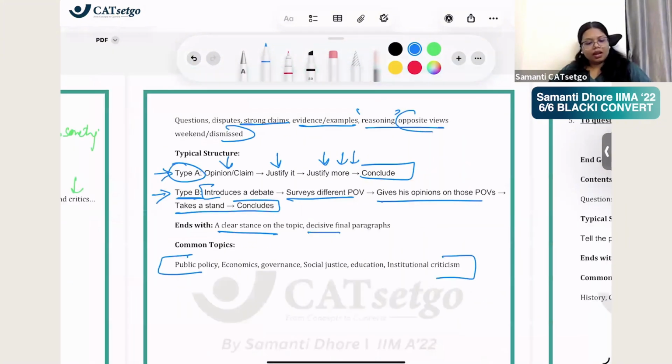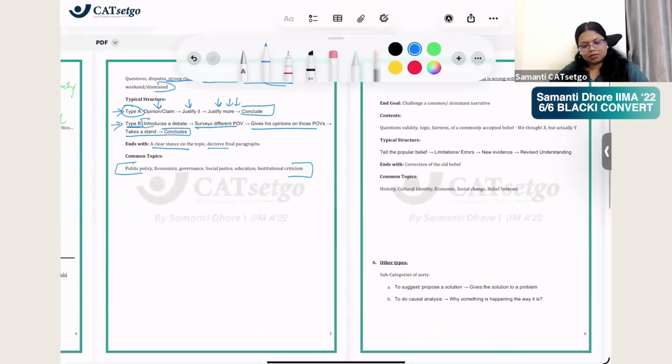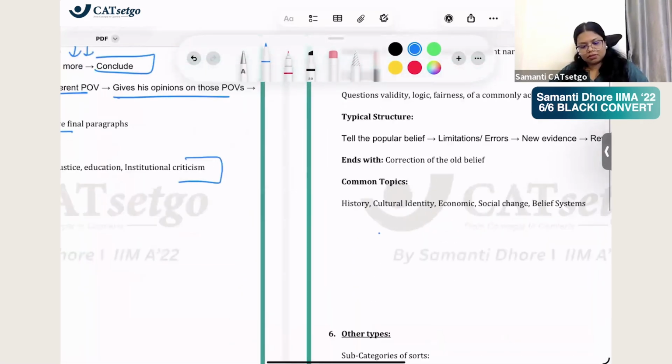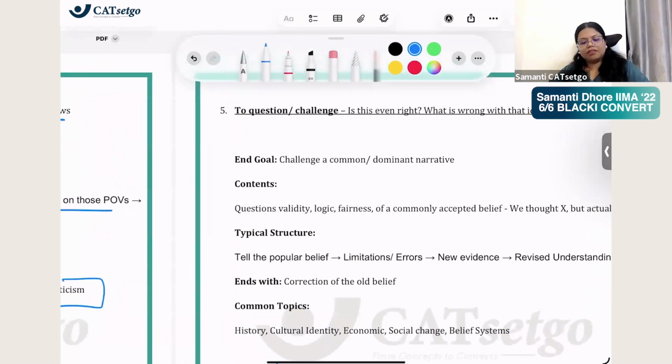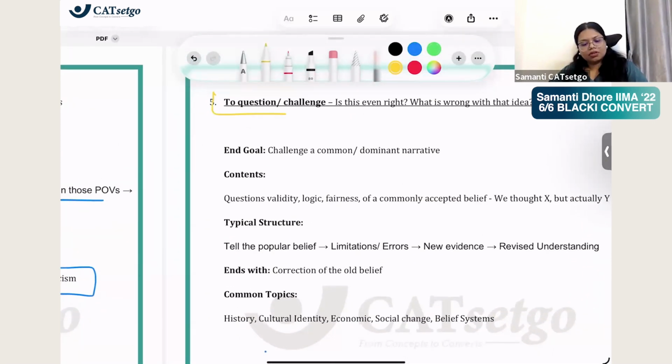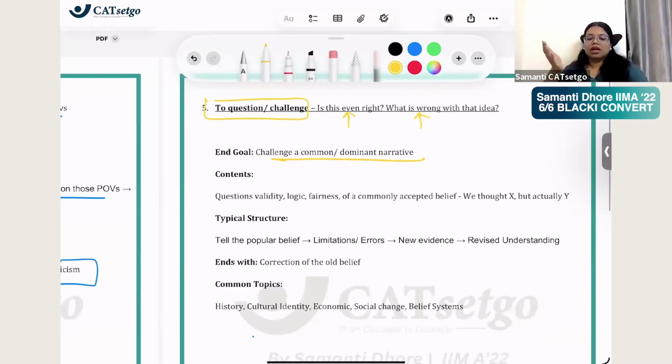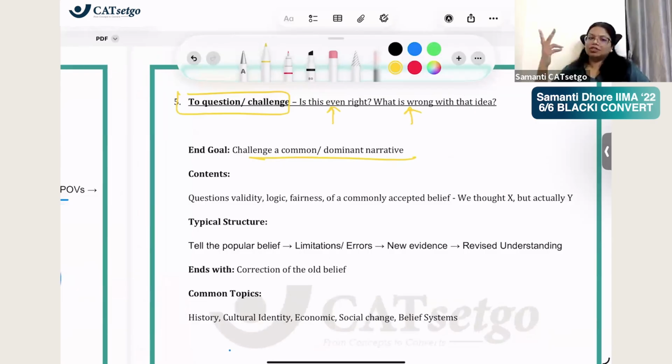Okay. The last type that we have with us is to question or to challenge. Is this even right? What is wrong with the idea? Probably a common dominant narrative here is whatever most people believe. Something that everybody believes in, and then you question it. Right? Something everybody believes in and then you question it. Those kinds of topics, the purpose is to question or to challenge something.